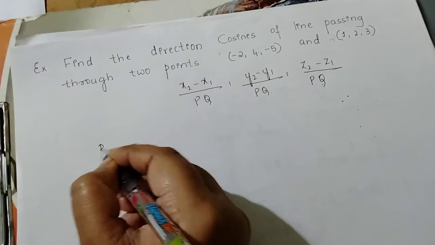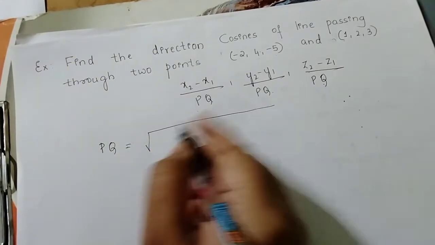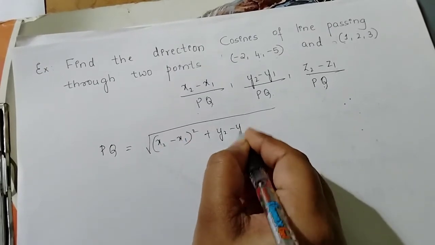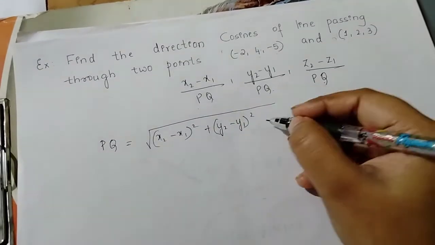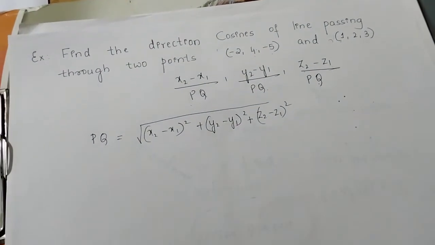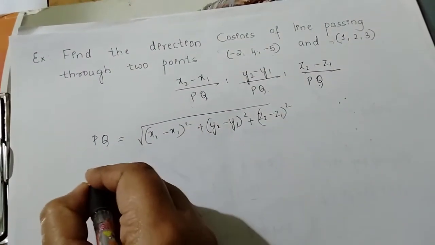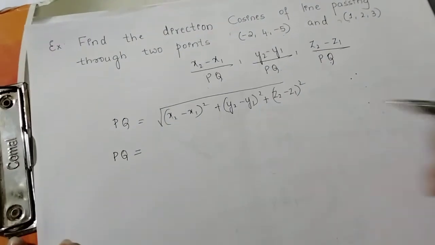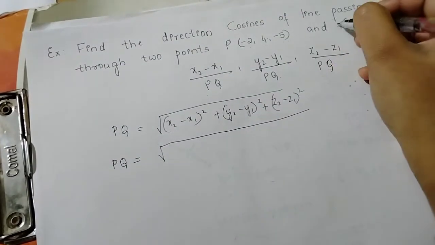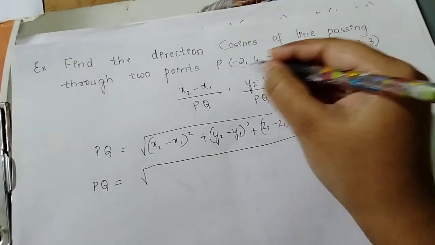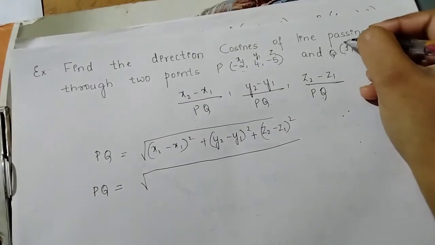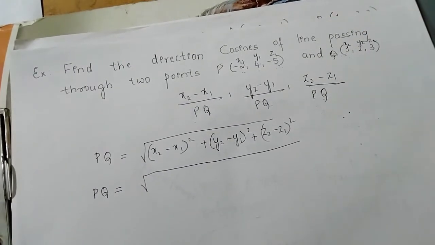Okay, what is PQ now? PQ is equal to root of x2 minus x1 whole square plus y2 minus y1 whole square plus z2 minus z1 whole square. So first, let me find this PQ length. Take this as the P point and this as the Q point. So the first coordinates are x1, y1, z1, and the second coordinates are x2, y2, z2.